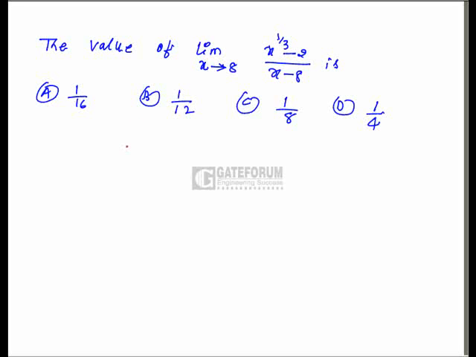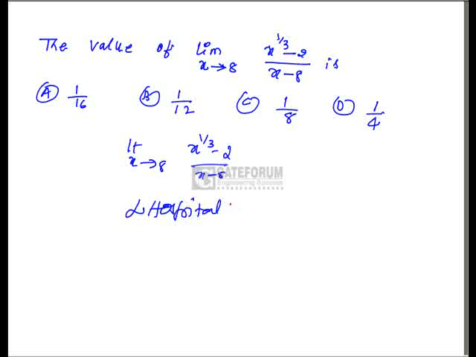Here we have to find the value of the limit as x tends to 8 of x power 1 by 3 minus 2 by x minus 8. Now we'll use L'Hospital rule to solve this. So it is nothing but differentiating the numerator and denominator separately. If I differentiate x power n, it is n into x power n minus 1, and differentiation of 2 is 0. And differentiation of x minus 8 is 1.